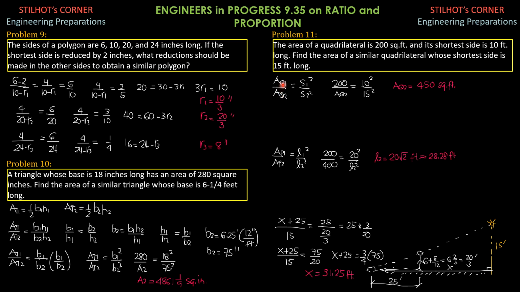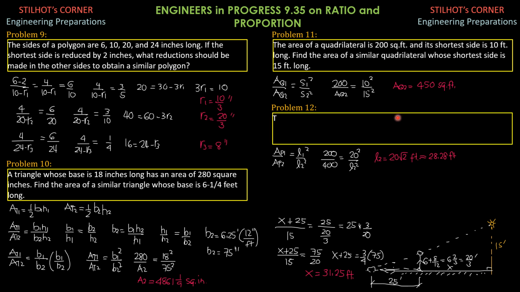So area of quadrilateral 1 over area of quadrilateral 2 should be the ratio of corresponding squares of dimensions. So it is mentioned here shortest side, so shortest side 1 square over shortest side 2 square. So area of quadrilateral 1 is 200, quadrilateral 2 unknown. Shortest side of quadrilateral 1 is 10 feet, so 10 square. Corresponding shortest side of quadrilateral 2 is 15 feet, so 15 square. Solving for area of quadrilateral 2, it is 450 square feet.